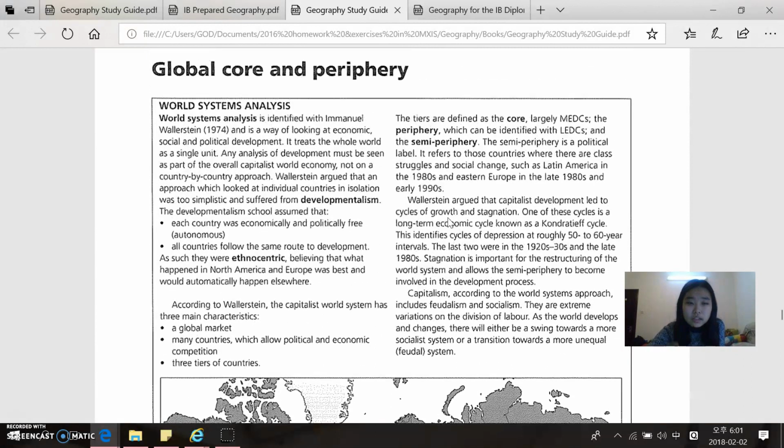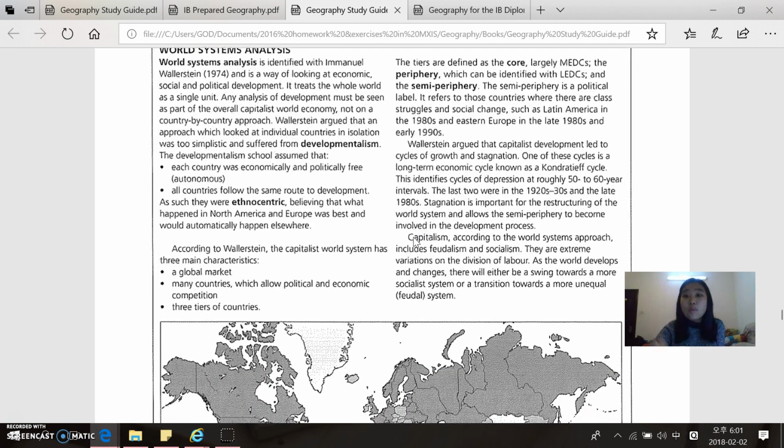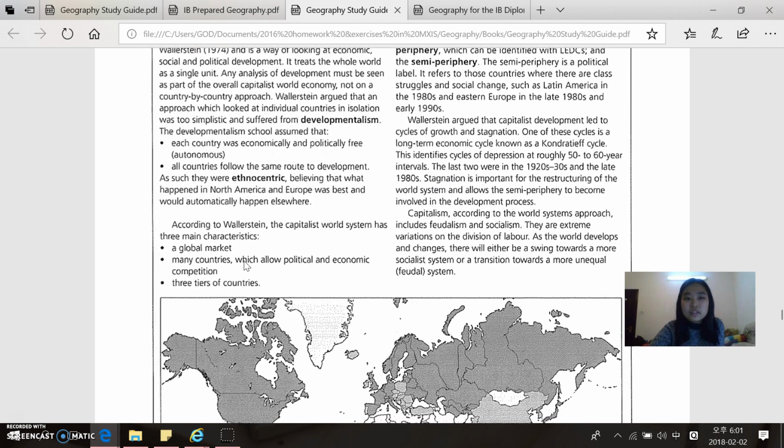There's a core, largely MEDCs, the periphery, which can be identified with LEDCs, and the semi-periphery. The semi-periphery is a political label. It refers to those countries where there are fewer struggles and social change, like Latin America and Eastern Europe in the 1980s and 1990s. The core is the one that exerts influence, and the periphery is the one surrounding it, as I have mentioned before. So that's basically the idea.